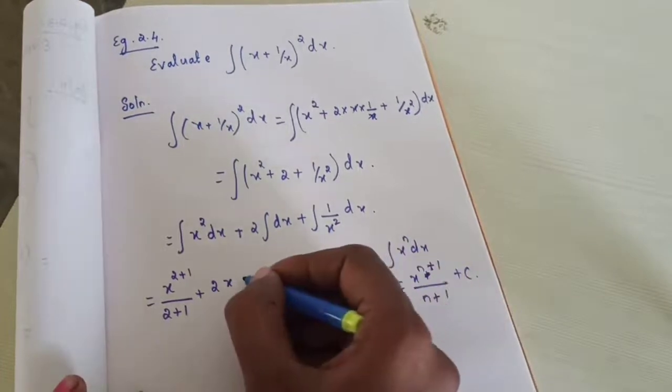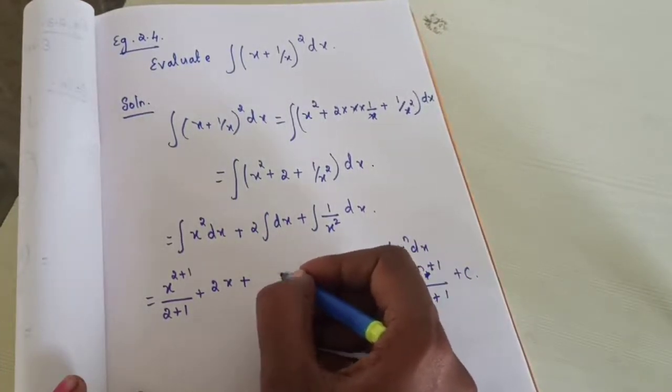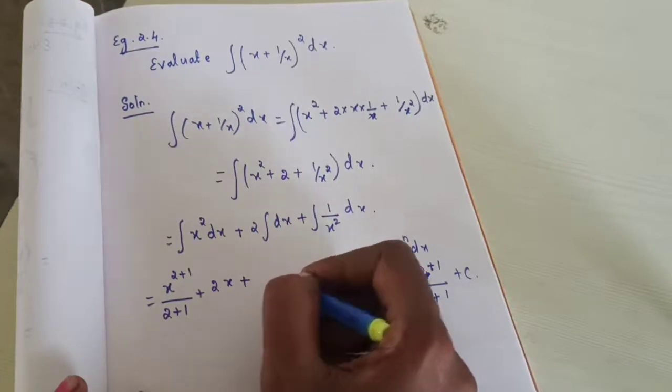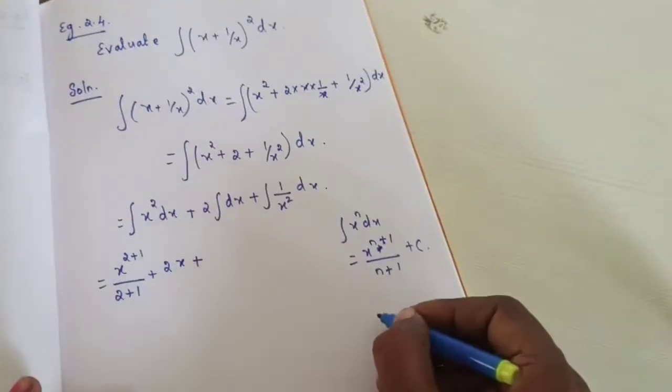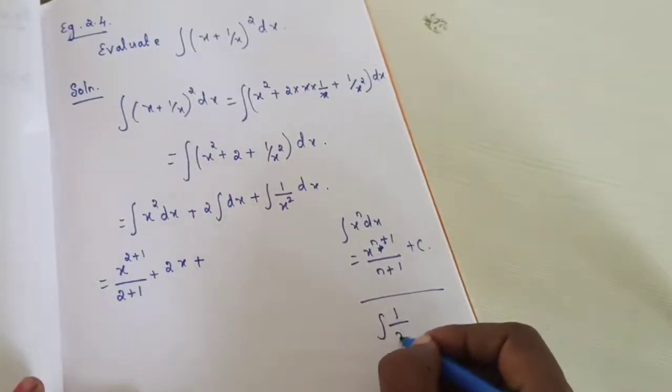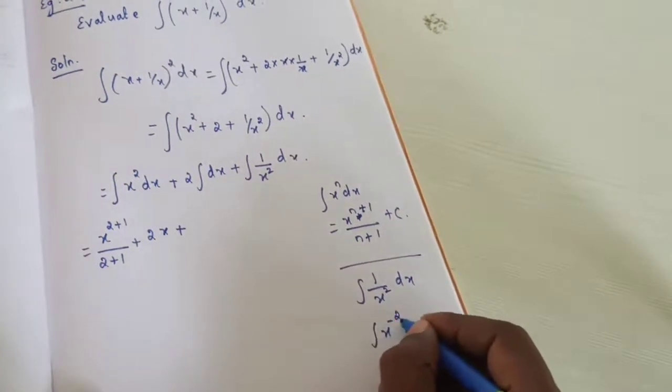Integration of dx is x plus, you can bring this to the numerator. Otherwise here itself you can do better. You can bring this to the numerator. Okay. So what will happen? Separately I am doing for that. So integral of 1 by x square dx means I will bring this to the numerator. So x power minus 2 dx.